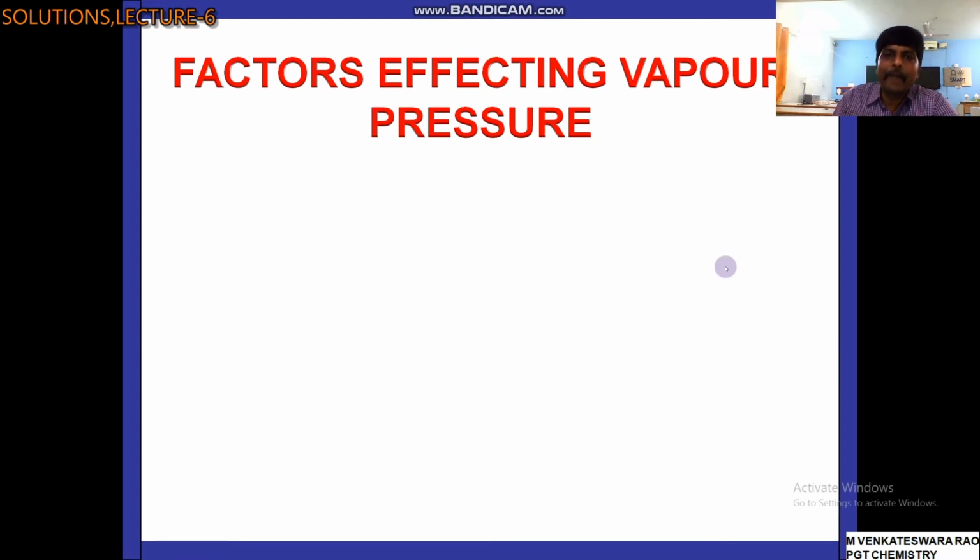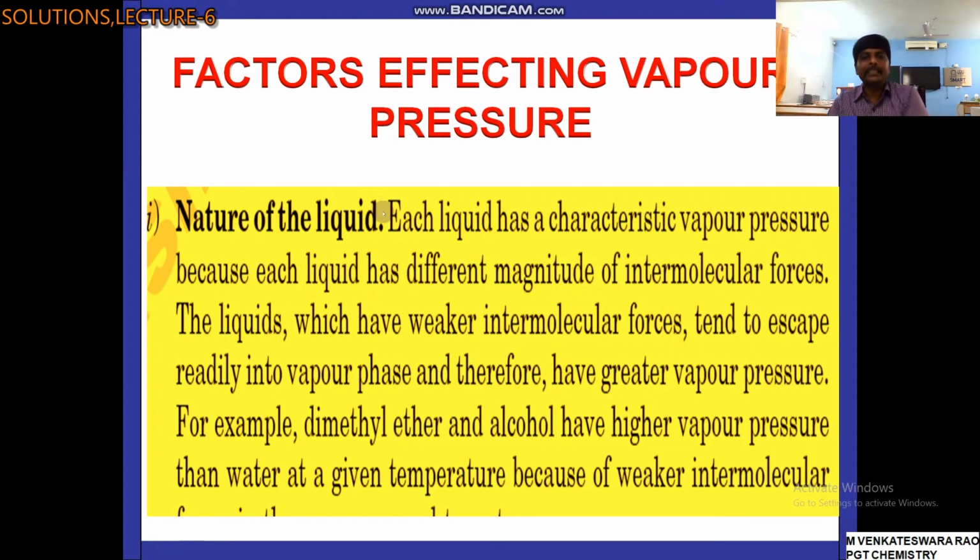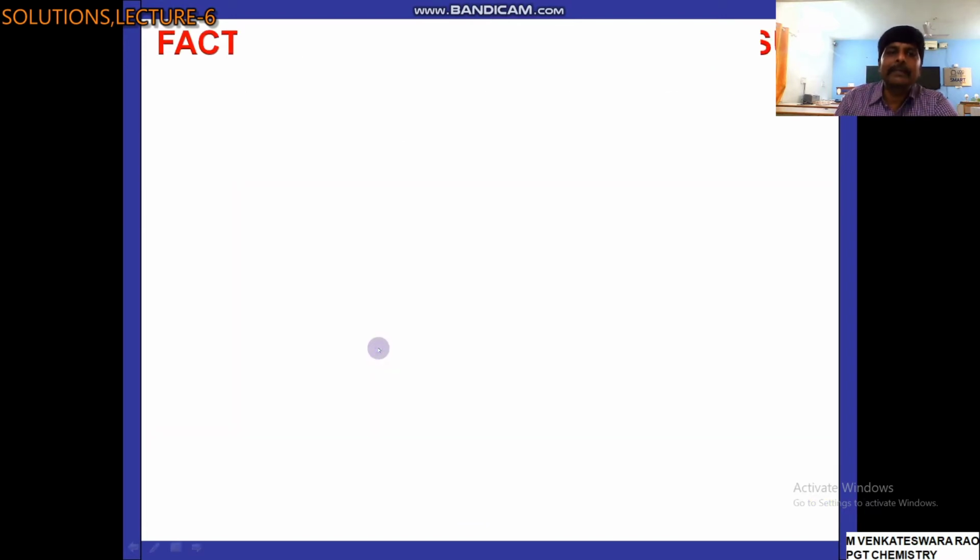Next one is factors affecting vapor pressure. First one is nature of the liquid. Each liquid has a characteristic vapor pressure, because each liquid has different magnitude of intermolecular forces. The liquids which have weaker intermolecular force tend to escape readily into vapor phase and therefore have greater vapor pressure. For example, dimethyl ether and alcohol have higher vapor pressure than water. So vapor pressure depends on nature of the liquid.